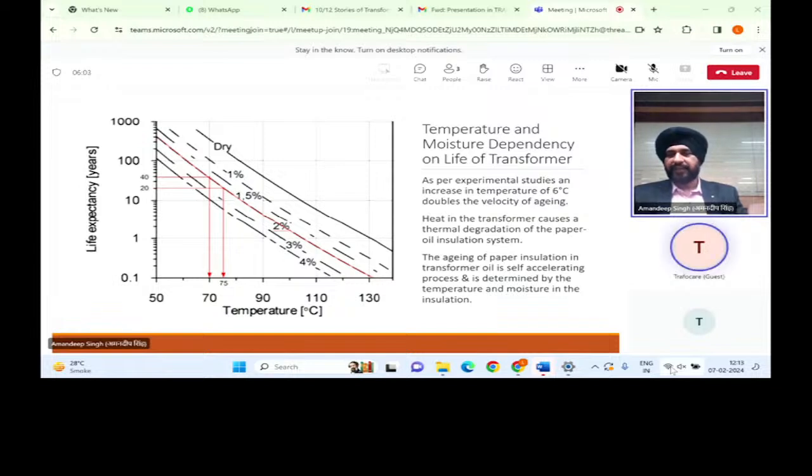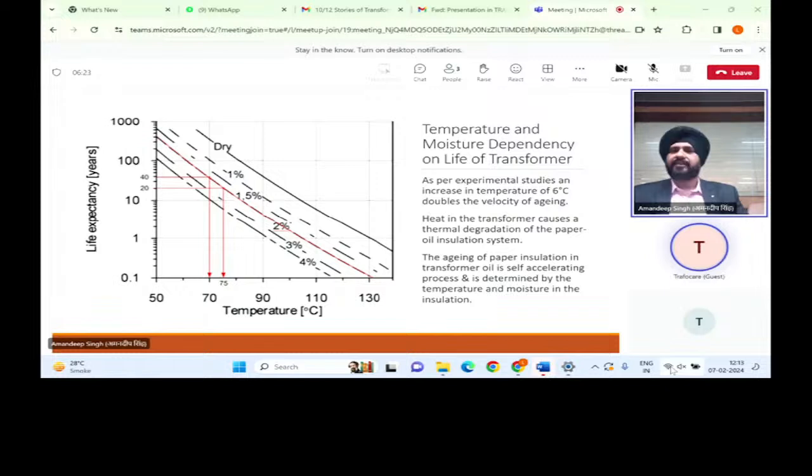As per various standards available, every rise of 6 degrees Celsius in paper will accelerate the aging of that paper by 2 times. So we have to maintain our equipment at an optimal temperature. Cooling is to be devised accordingly.